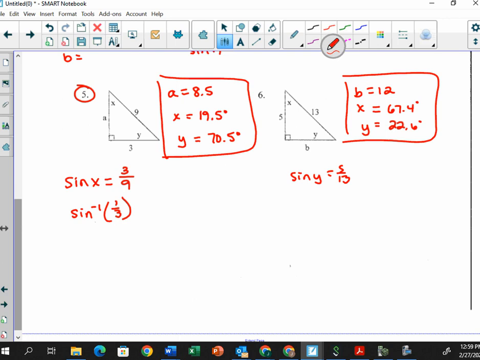All right, guys, any questions about the process of solving or finding any of those sides?